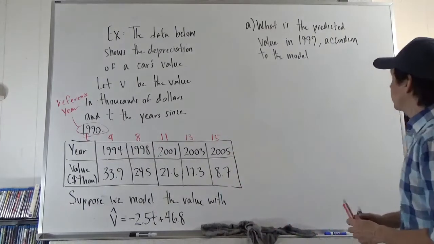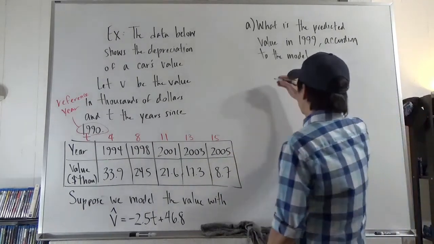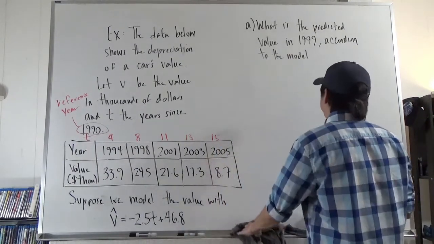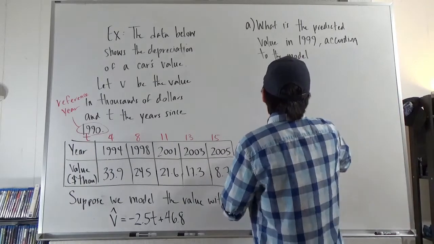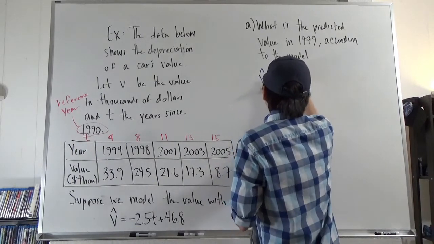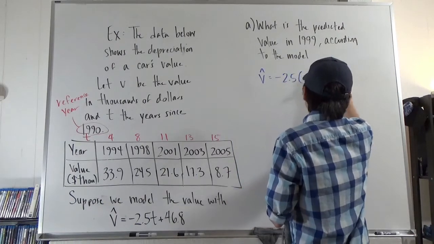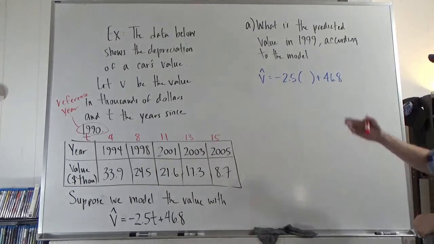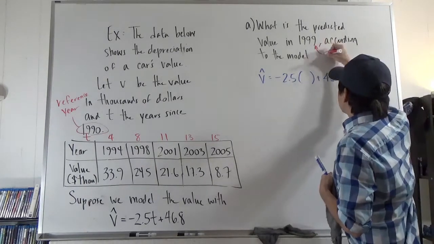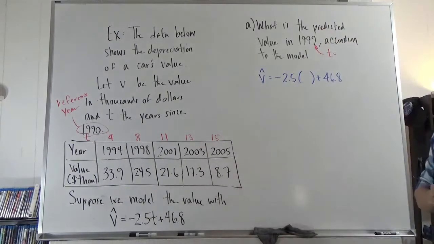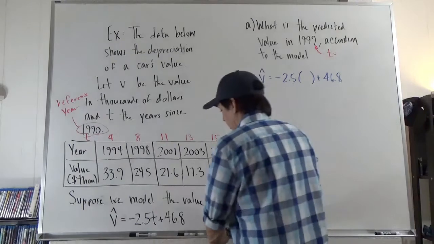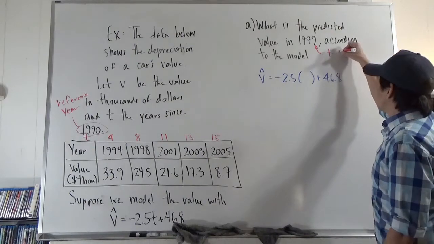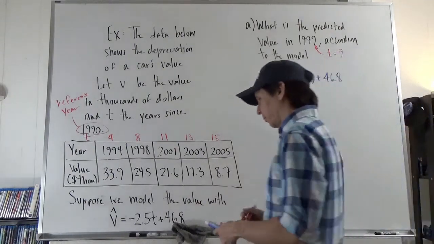What is the predicted value in 1999 according to the model? Let's use the model. T is going there, but again, we don't just plug in 1999. We need a t value for 1999, so you have to use that reference year. You have to make sure you're plugging in the year in the correct way, not the full year, but the years since the reference year. That's t equal to 9. You plug in t equal to 9.